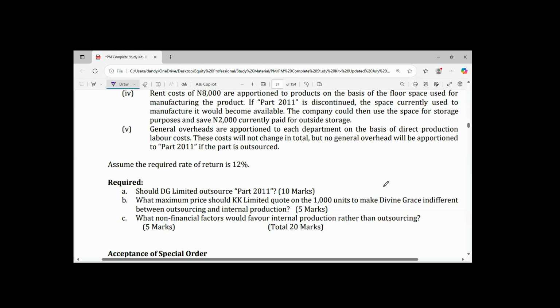That is the question. Part A says, should DG Limited outsource Part 2011? Before you can answer that question, you need to compare the supplier's quotation versus the relevant cost of making Part 2011. One thing is strange in this particular question. The examiner has given you a cost of capital of 12%. When you are given a cost of capital, it is expected that you are going to discount the future cash flows to the present value equivalent. That is, you incorporate time value of money into your cash flows.